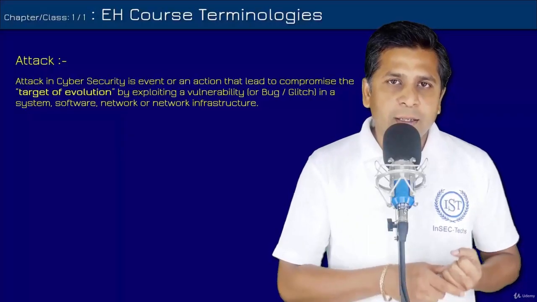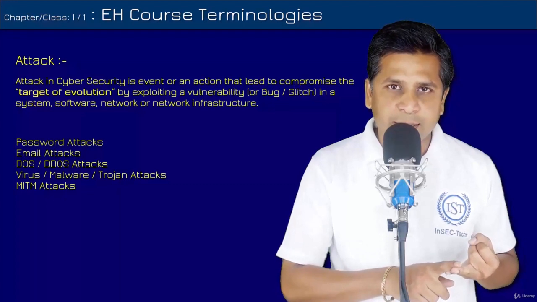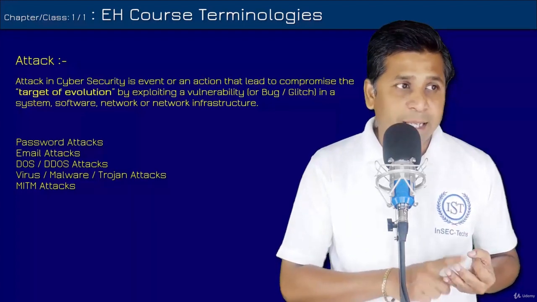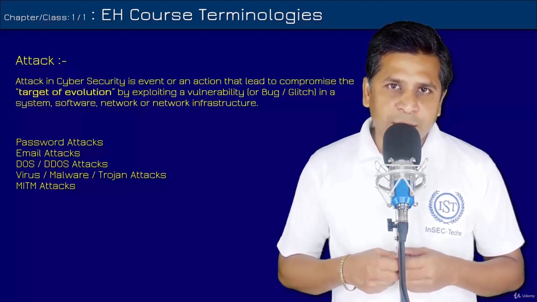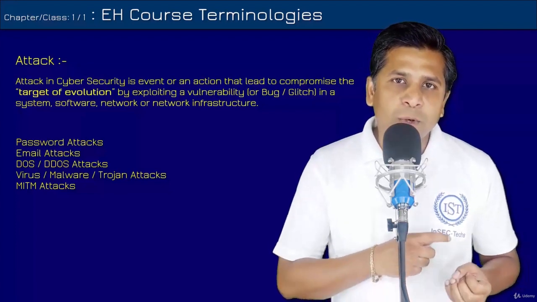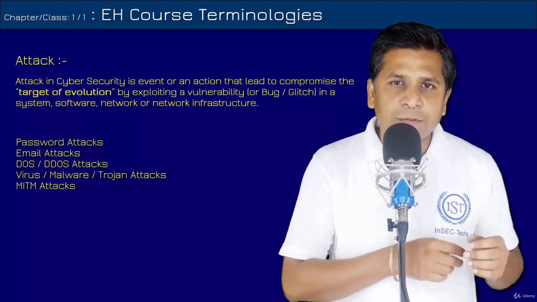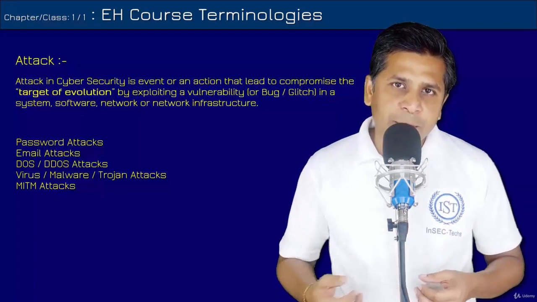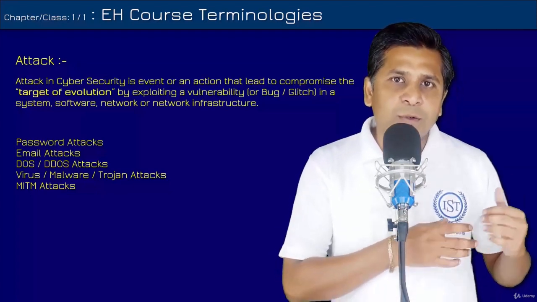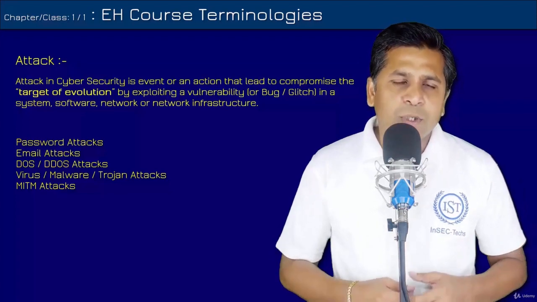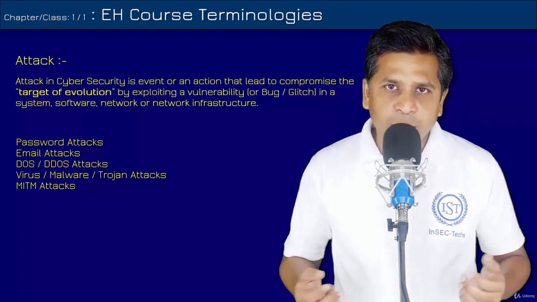Say for example, there are so many kinds of attacks: password attacks, virus malware attacks, DOS attacks, email attacks. For example, if you are trying to get the password of an email, it means that you are doing an email attack. Or if you are denying service of some application, like a web application is providing me some information and you are stopping that information from getting to the client, it is a DOS attack. So there are so many different kinds of attacks on the internet that you are going to learn in this course.